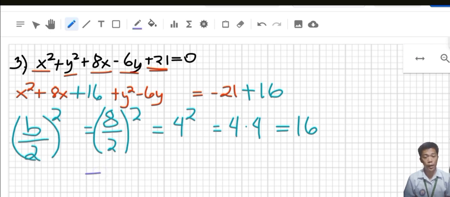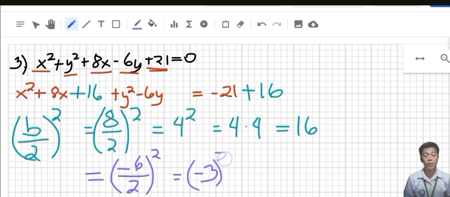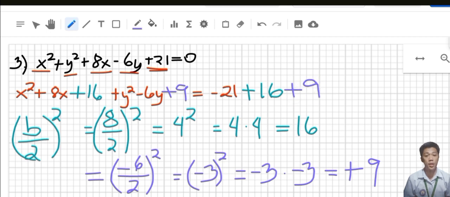Then, let's complete the square also for the second equation. So we have negative 6 divided by 2, raised to 2. Negative 6 divided by 2 is negative 3. And then copy the power, which is 2. It can be rewritten as negative 3 times negative 3. So, negative 3 times negative 3 is positive 9. Let's add 9 to the second equation and also to the right-hand side. And we're not done yet.